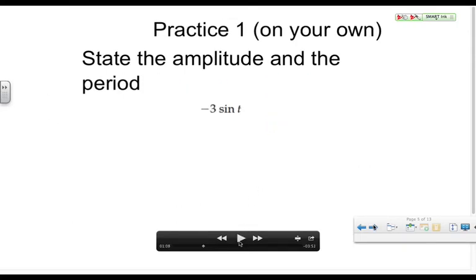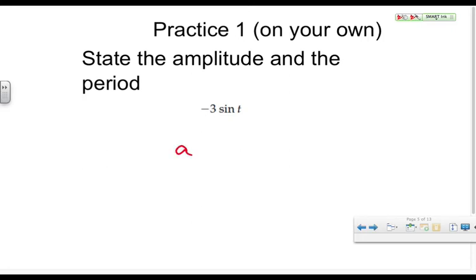Now, practice 1. I want you to try this one on your own. Pause the video and try this problem using the formulas that we had, and you might want to make sure you write those formulas down if you haven't done that already. Now, reviewing practice 1, the amplitude is going to be the absolute value of -3, which is 3, and the period is 2 pi over 1, which is simply 2 pi.